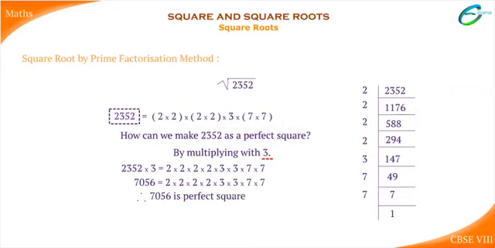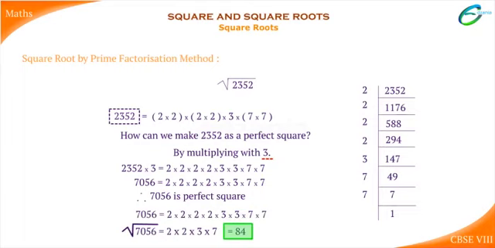7056 is a perfect square. Can we find the square root of 7056? Yes. Take one prime factor from each pair and multiply. We get 84. Therefore, the square root of 7056 is equal to 84.